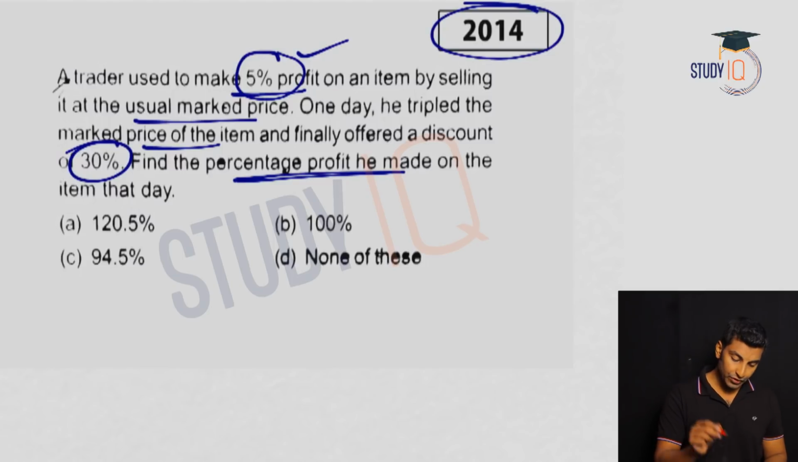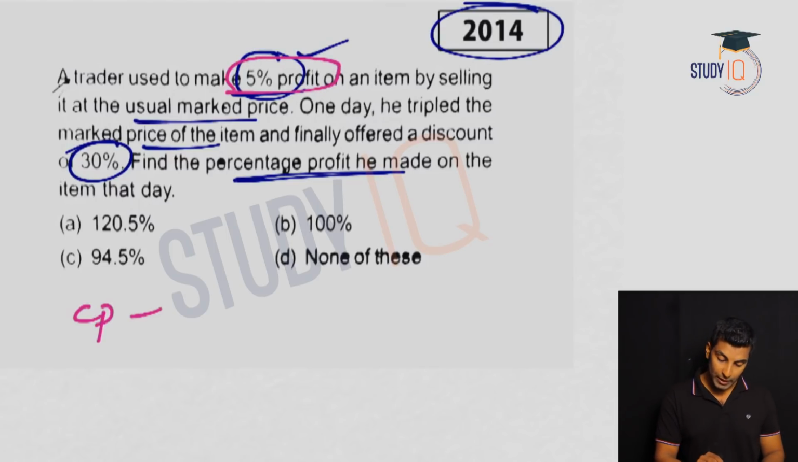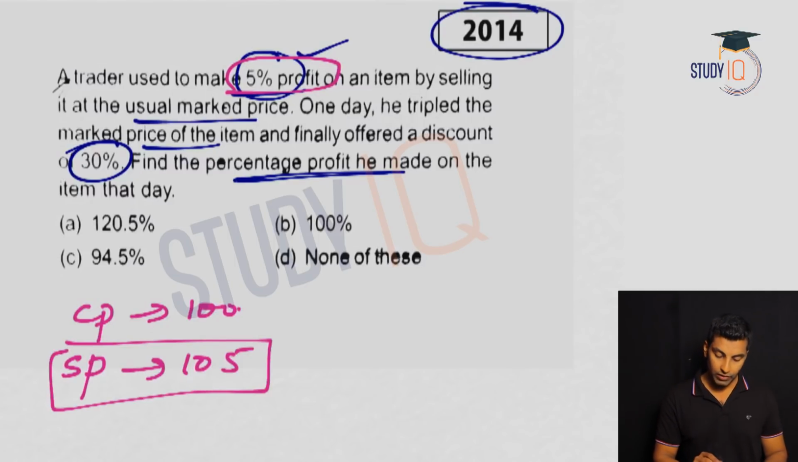In this kind of question, the best way is to assume. A trader used to make 5% profit, so just assume that the original cost price is 100 rupees. Every day he's getting 5% profit generally, but this is an exception, that particular day. So originally the selling price would have been 105, because he is getting 5% profit. That's the information given, so this is our assumption.